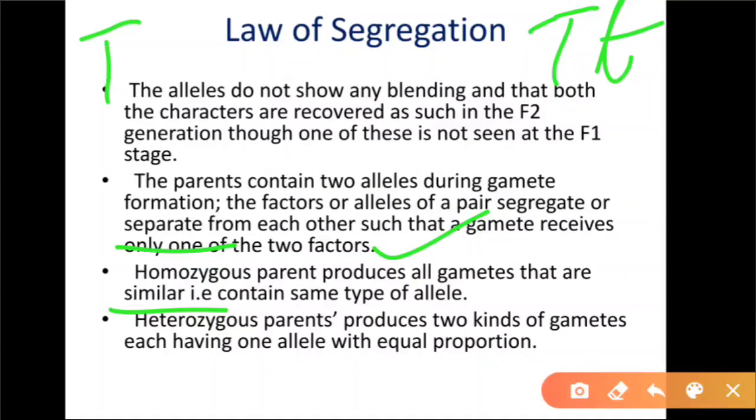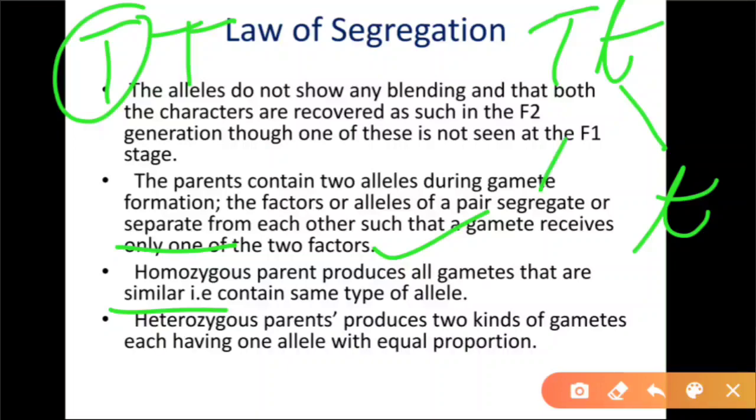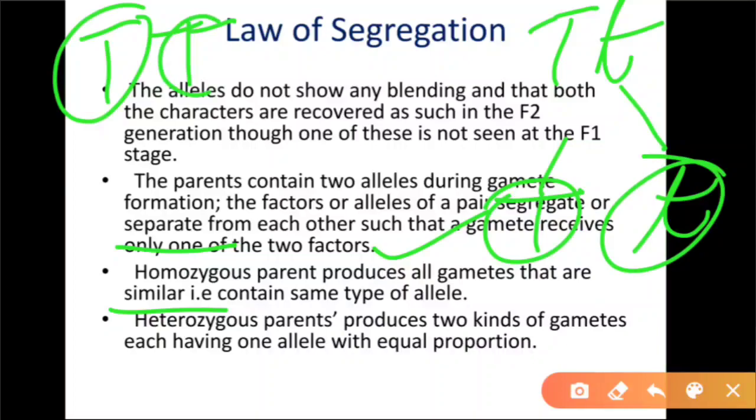This means if this is a TT plant, all gametes are capital T, right? A heterozygous parent produces two kinds of gametes, one small t and another capital T. So one type of gamete here and two types of gamete there. Here both are similar, that is one type of gamete, right?